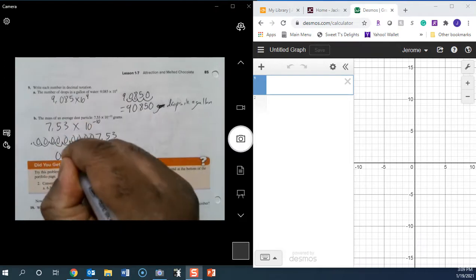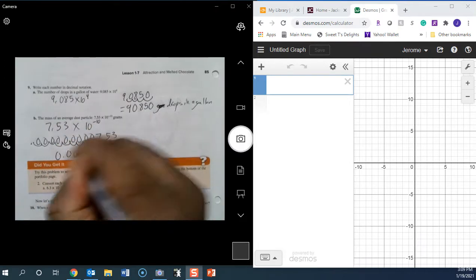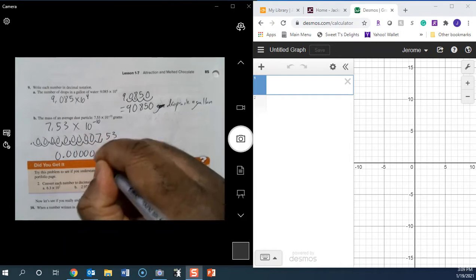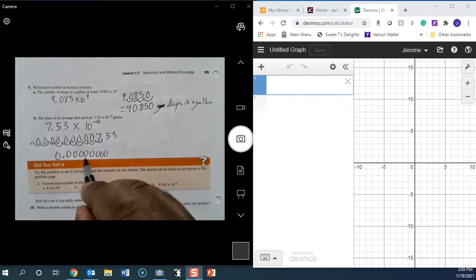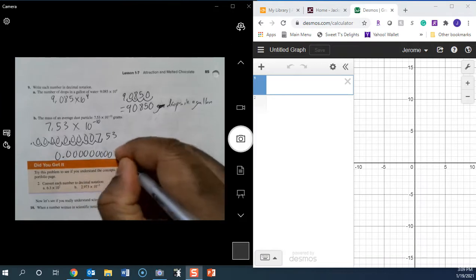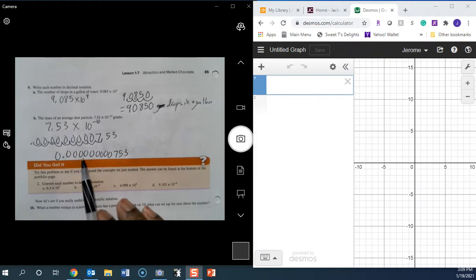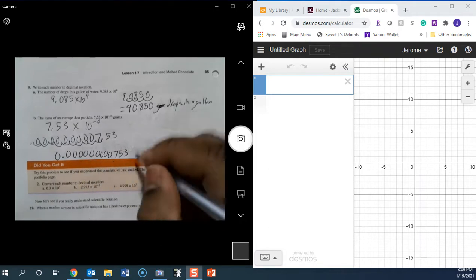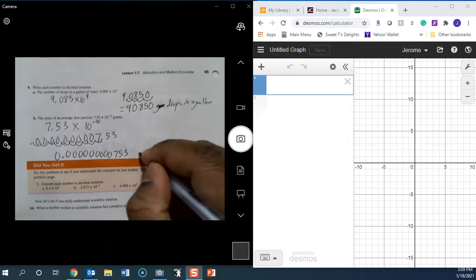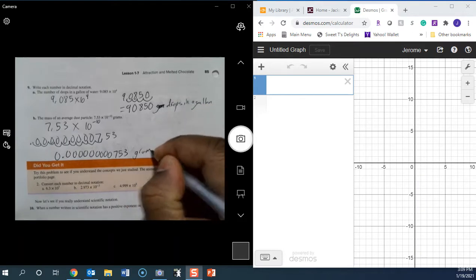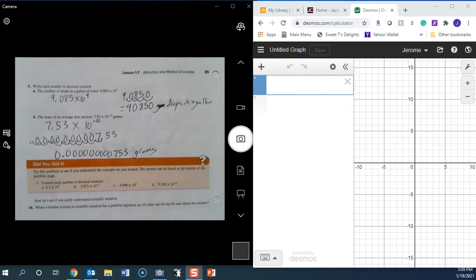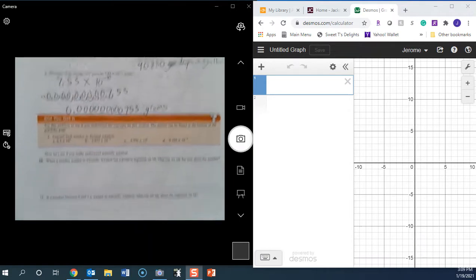So it'll be 0.00000000753 grams. All right. So that took care of problem number 9.